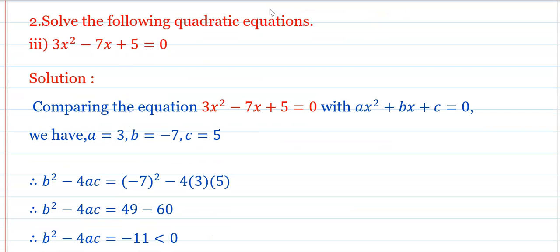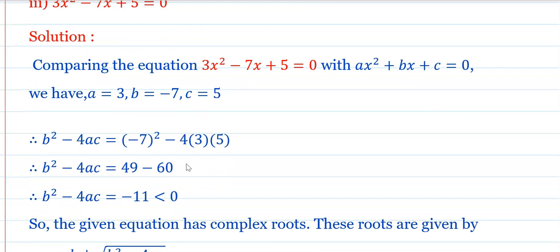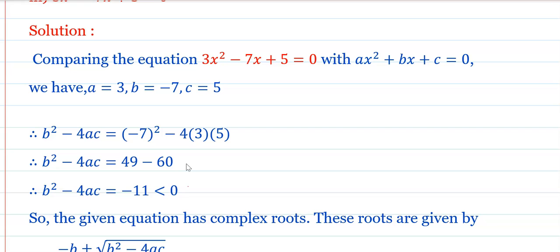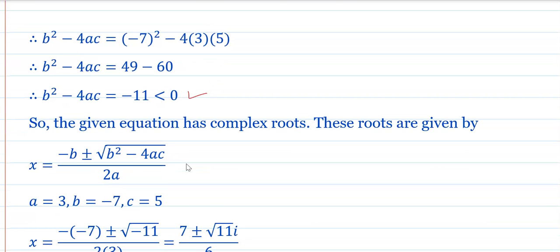Now the next question. Solve the following quadratic equation. 3x square minus 7x plus 5 is equal to 0. Again comparing with ax square plus bx plus c is equal to 0. a is 3, b is minus 7, c is equal to 5. The value of b square minus 4ac, that is minus 7 square minus 4 into 3 into 5. And hence minus 7 square is 49. The multiplication, how much will it be? 4 into 3 is 12, 12 into 5 is 60. 49 minus 60 is minus 11, which is negative. So the given equation has complex roots.